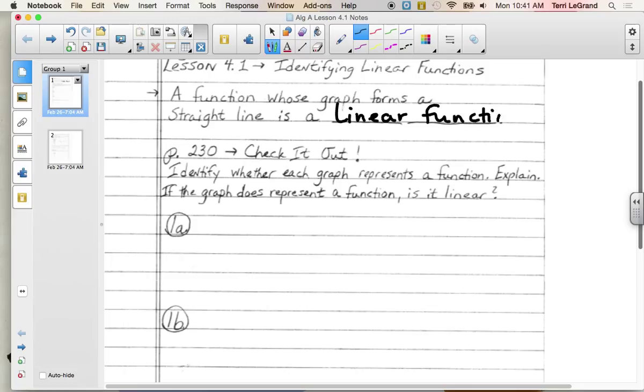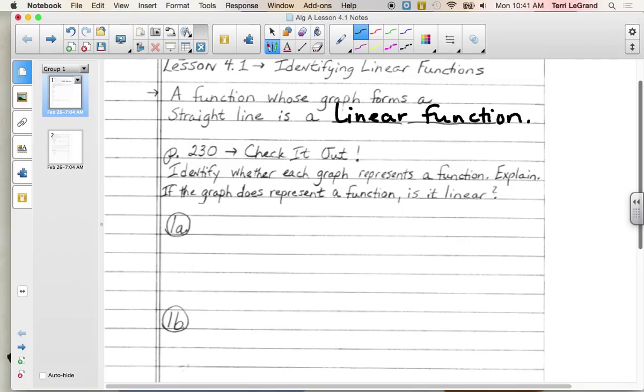So we've already determined that it's a function. We see its graph. Its graph is a straight line. And if its graph is a straight line, we say it is a linear function.